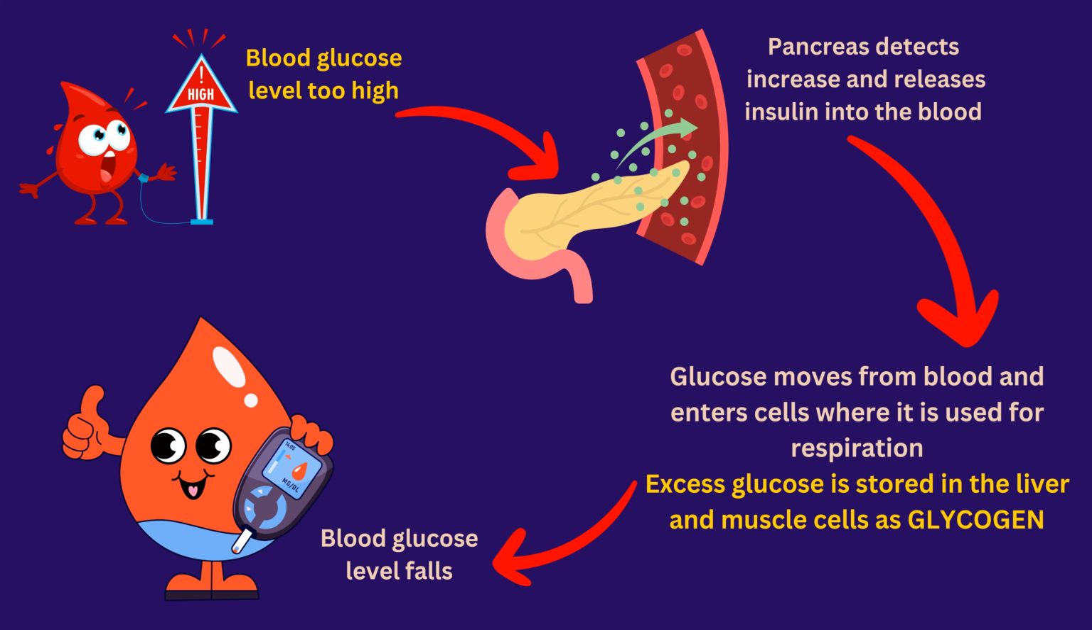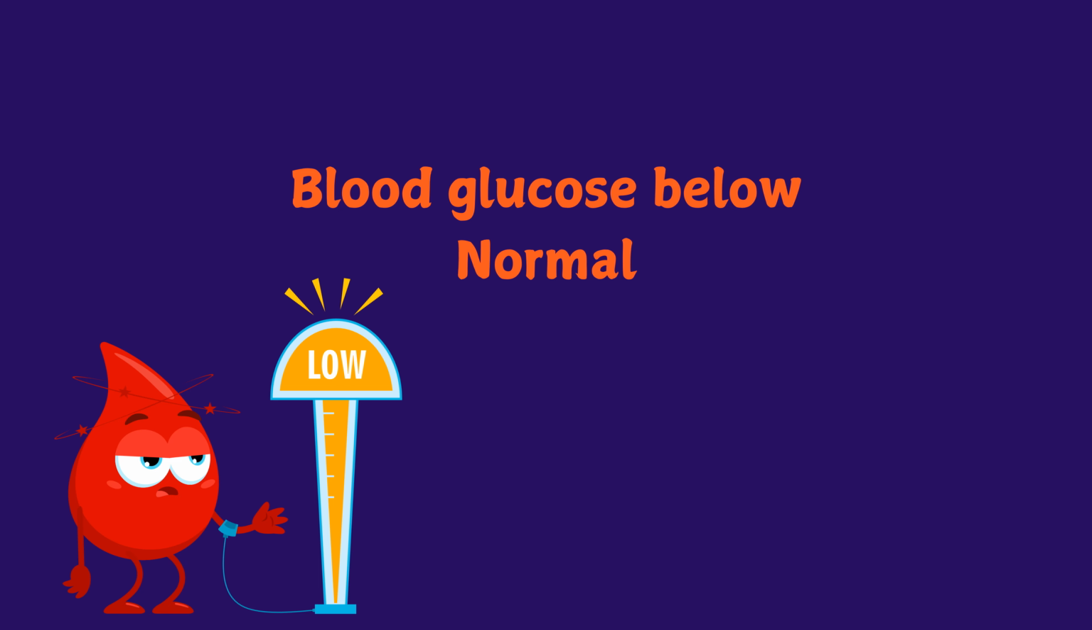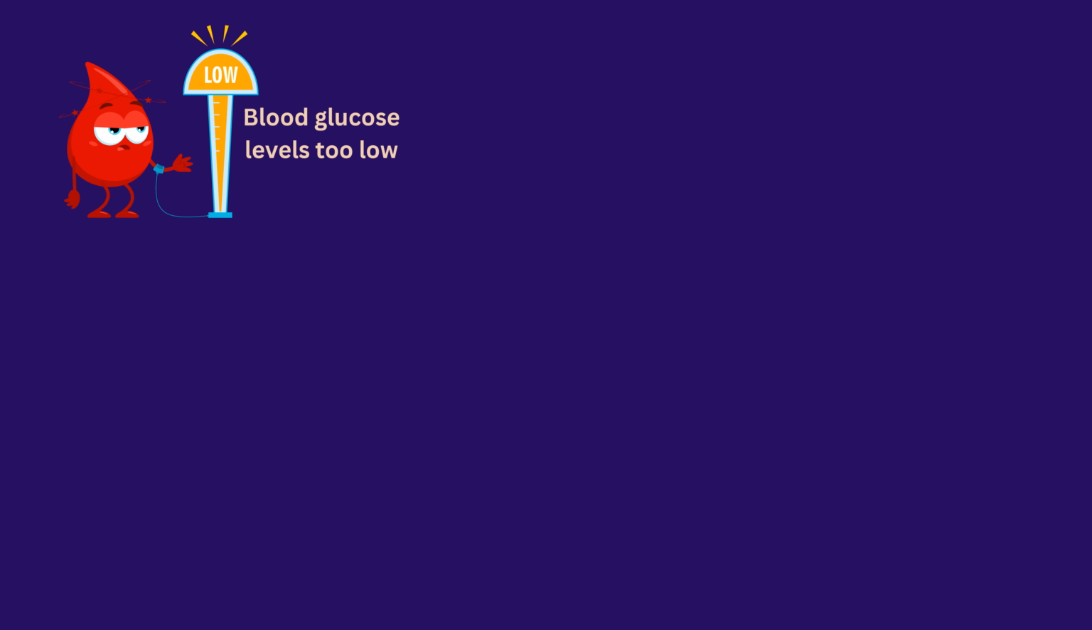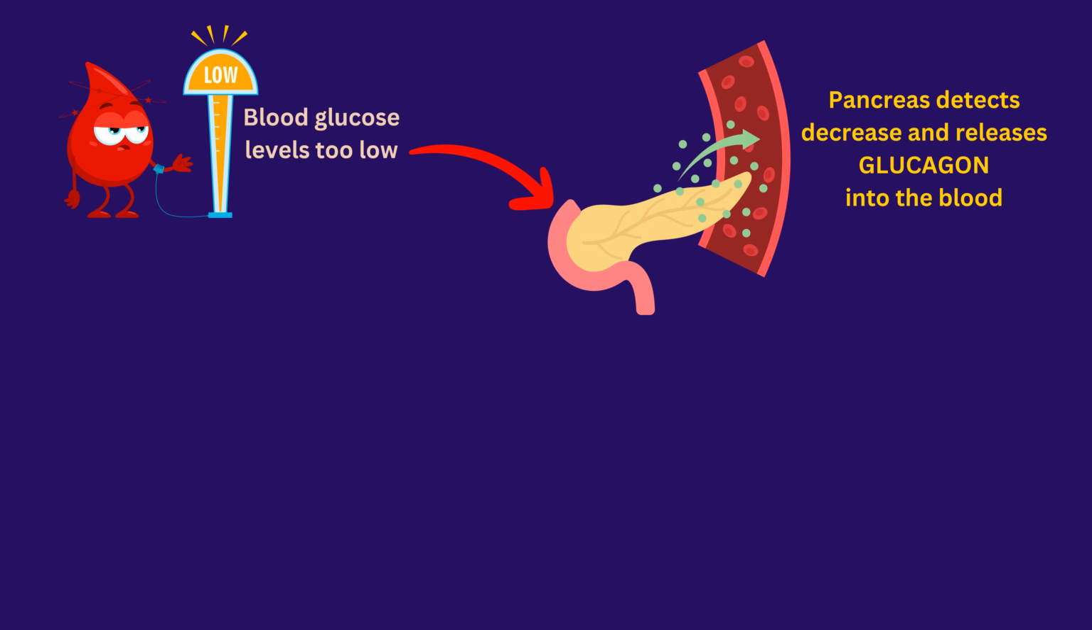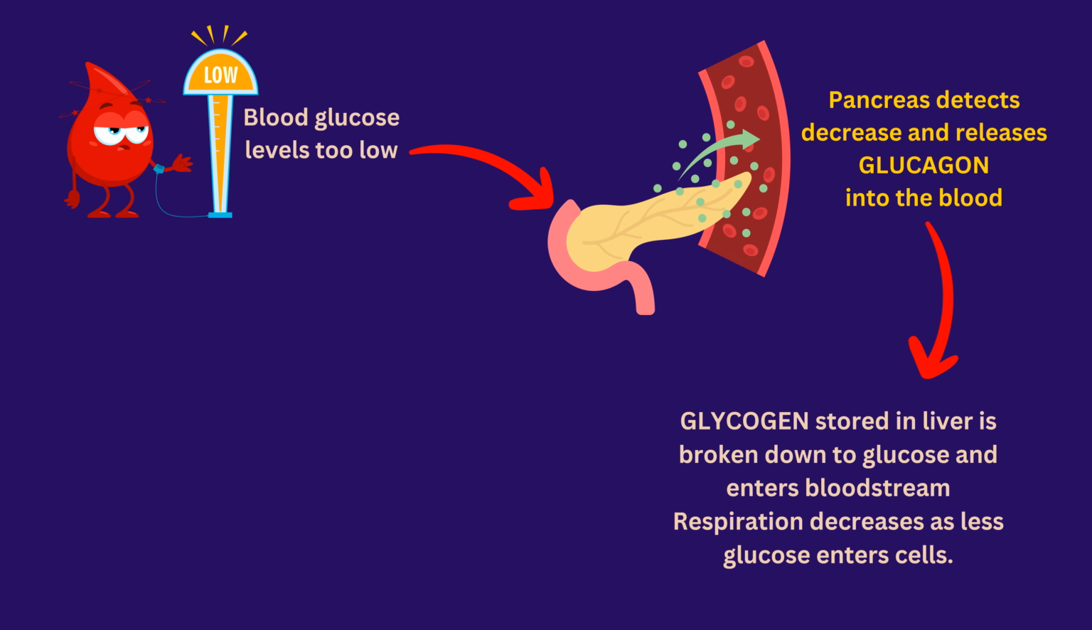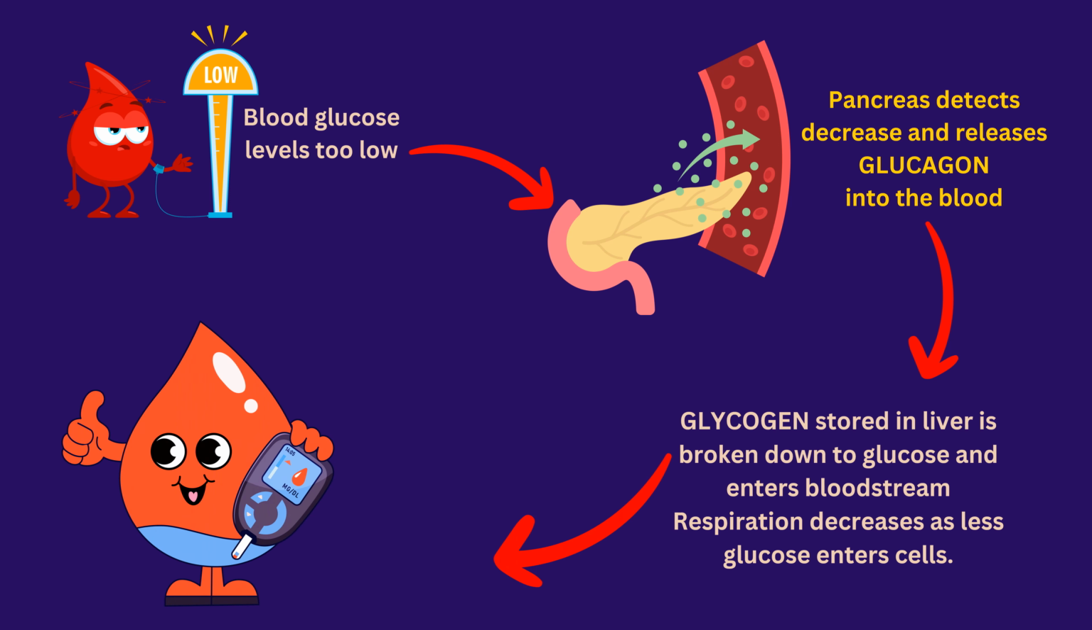Higher tier students, let's continue. Let us now talk about what happens when your blood glucose level is below normal. If the blood glucose level is too low, it is the same pancreas that will detect this decrease in blood glucose and release a hormone that is called glucagon into the blood. Glucagon will cause the glycogen that was stored in the liver to be broken down back to glucose and enter the bloodstream. Respiration will also decrease as less glucose is entering your cells. The entire action will cause the blood glucose level to rise.